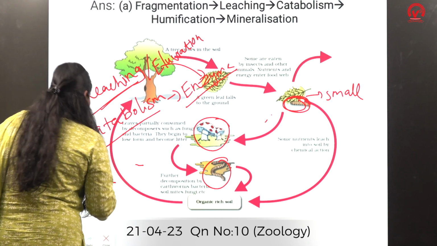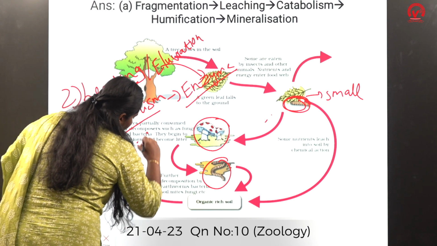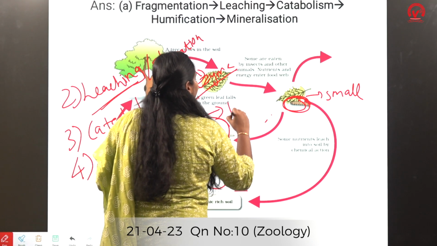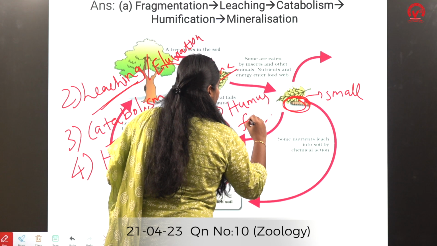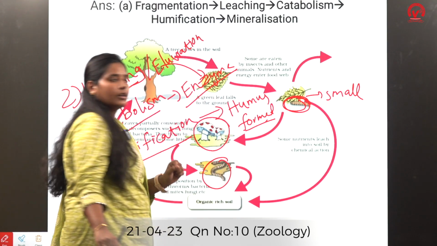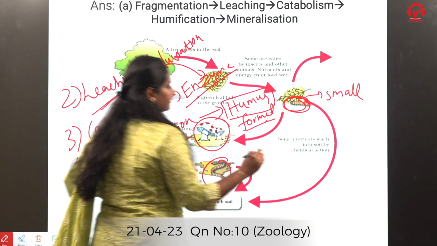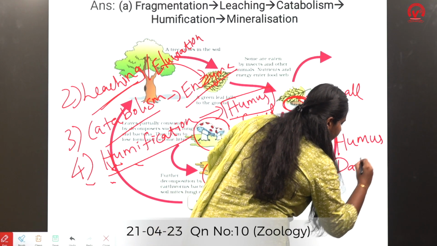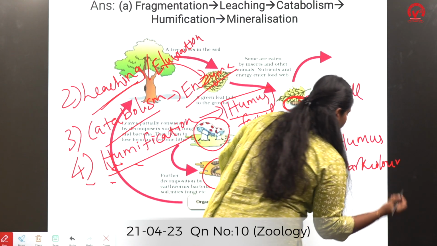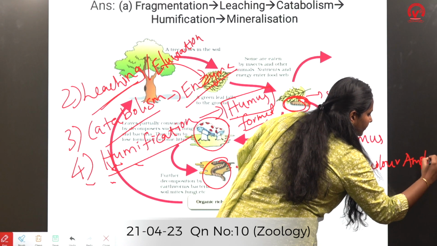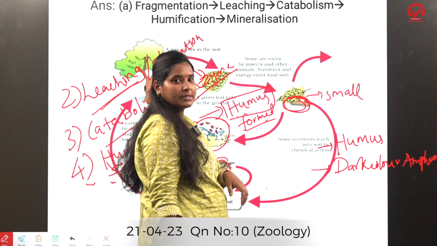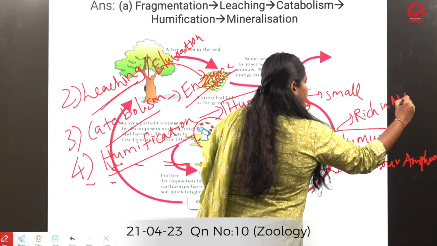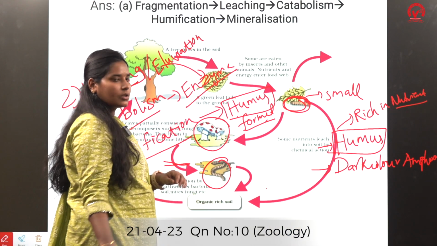So, the fourth step of decomposition is humification. In humification, the humus gets formed. First, humus means it is a dark colored amorphous particle. It is a dark colored amorphous particle, and this humus is highly rich in nutrients. So, the process of creation of humus is called humification.